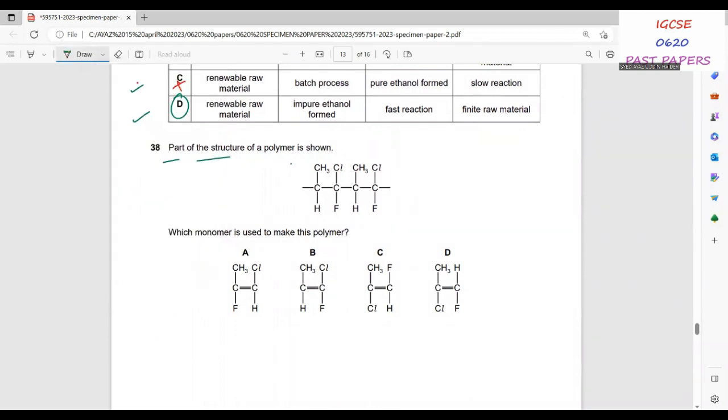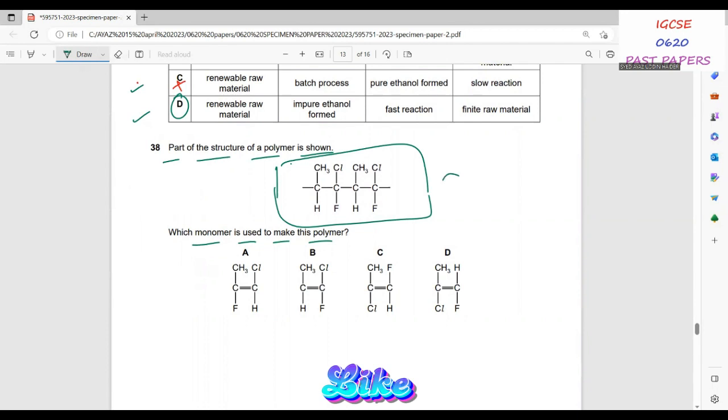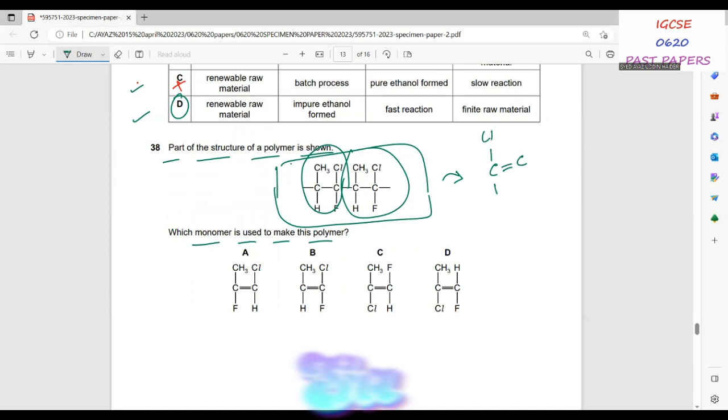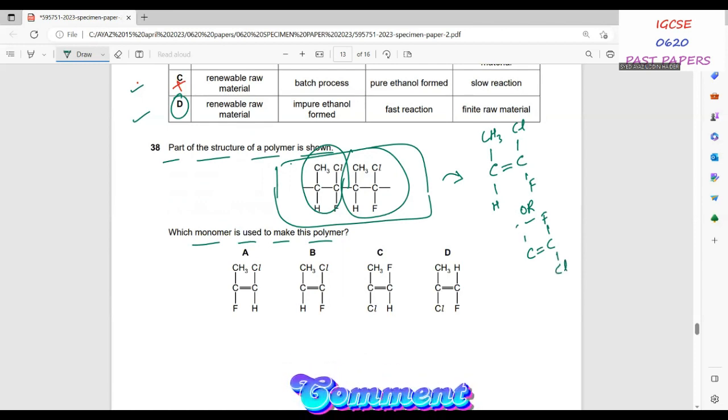38. Part of the structure of a polymer is shown. Which monomers used to make this polymer? So the monomer must be, if you look at the repeat unit, these will be repeating units. So you'll have C double bond C, CH3, Cl, F, or C double bond C, F, Cl. So either one of these will be the monomer for this polymer.